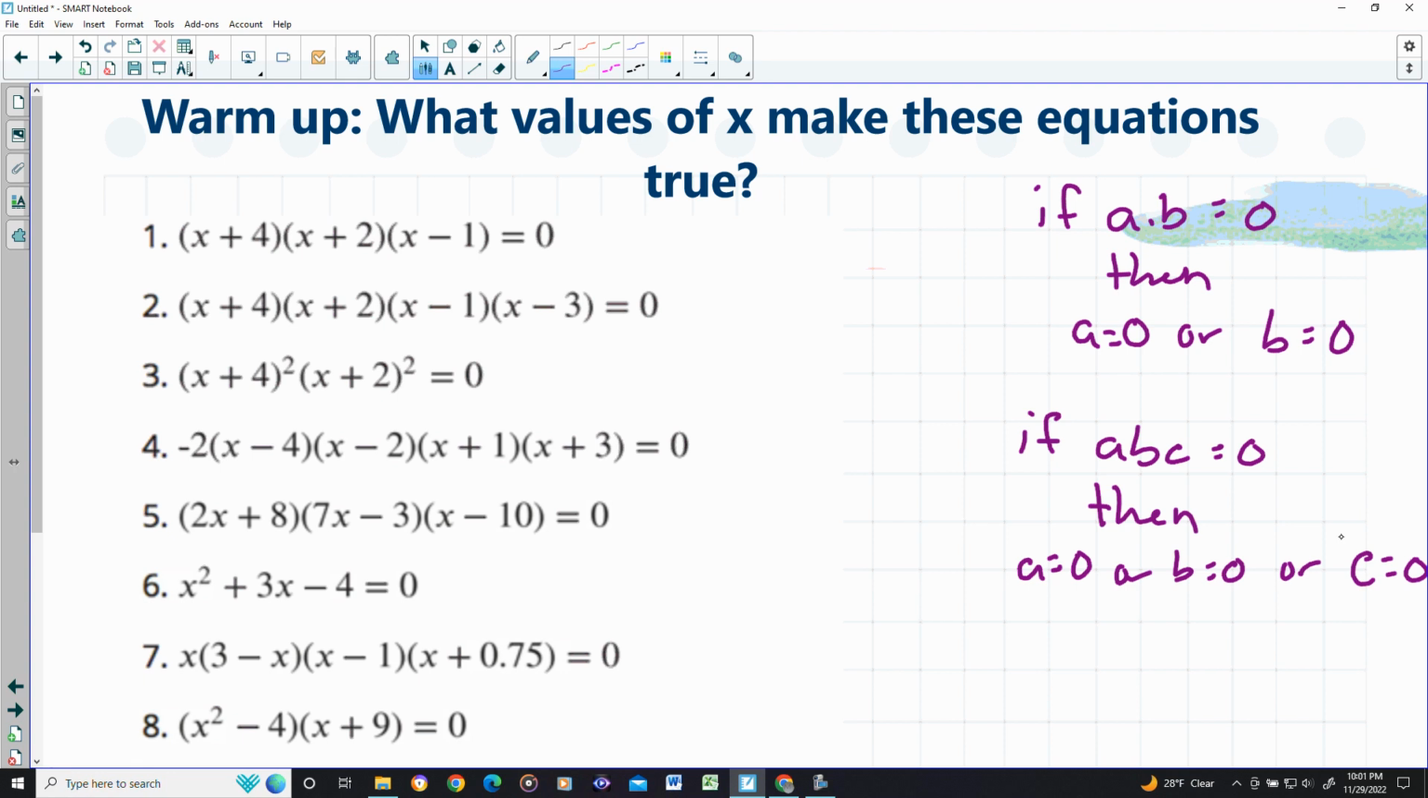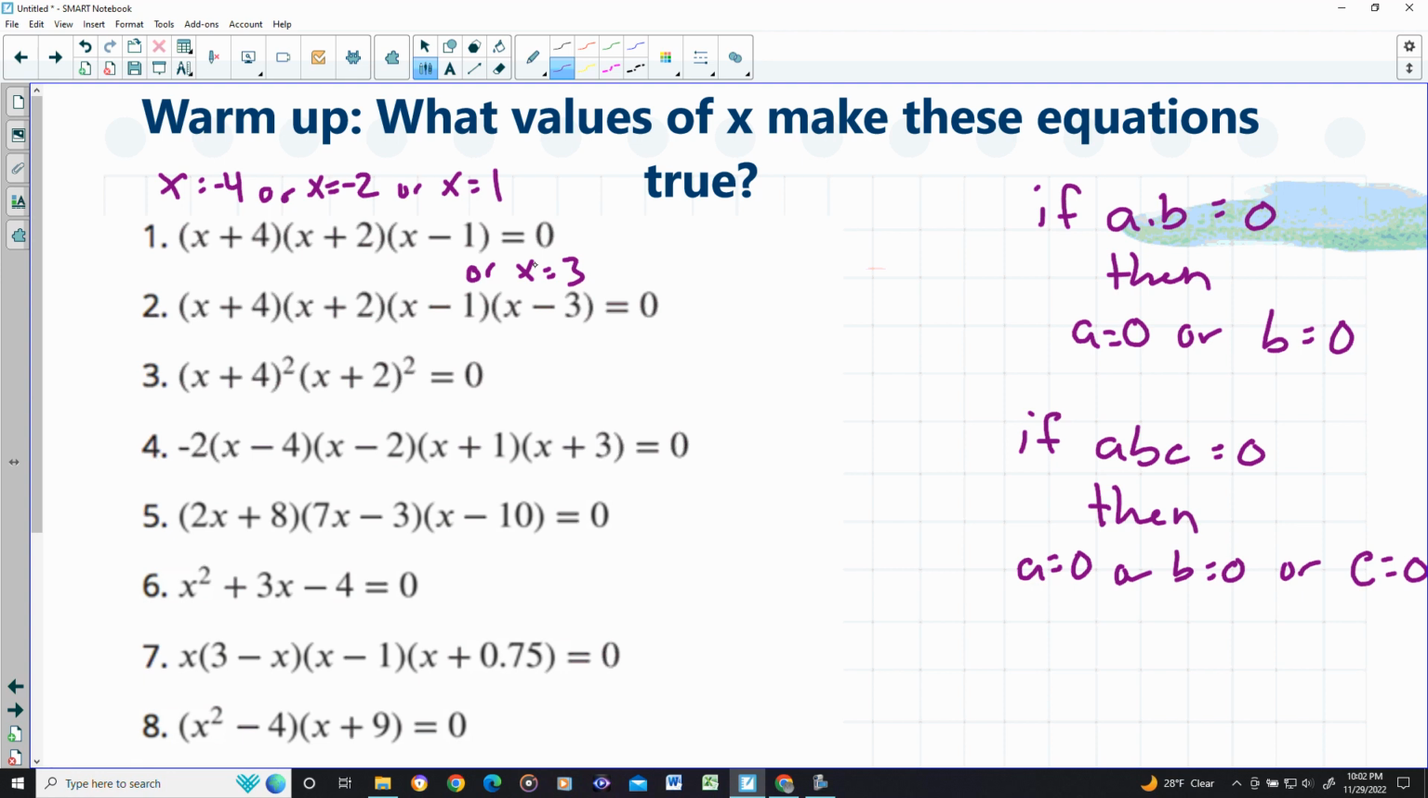So we're going to use the same rule that we did during our last unit. What values of x make these equations true? If x plus 4 times x plus 2 times x minus 1 equals 0, one of these factors has to be 0. So either x equals negative 4, because then that would be 0, or x equals negative 2, or x equals positive 1. And the same thing with this one, you're going to have negative 4, or negative 2, or x equals 1, or x equals 3. So again, for each factor, what value of x makes it equal to 0?